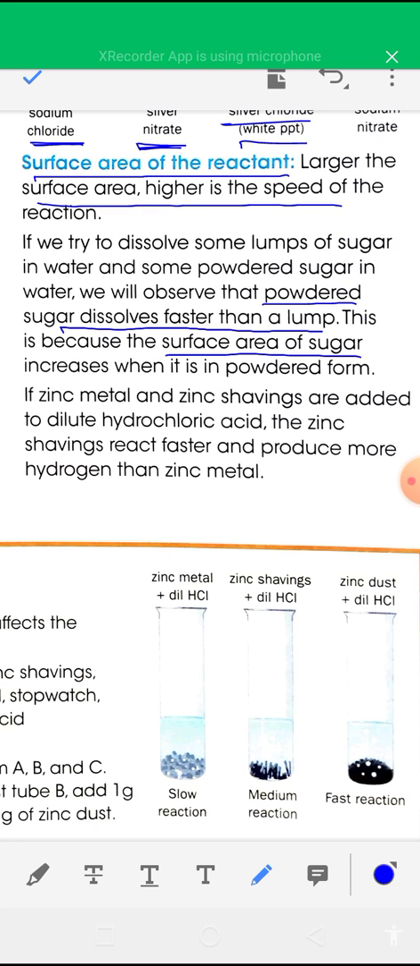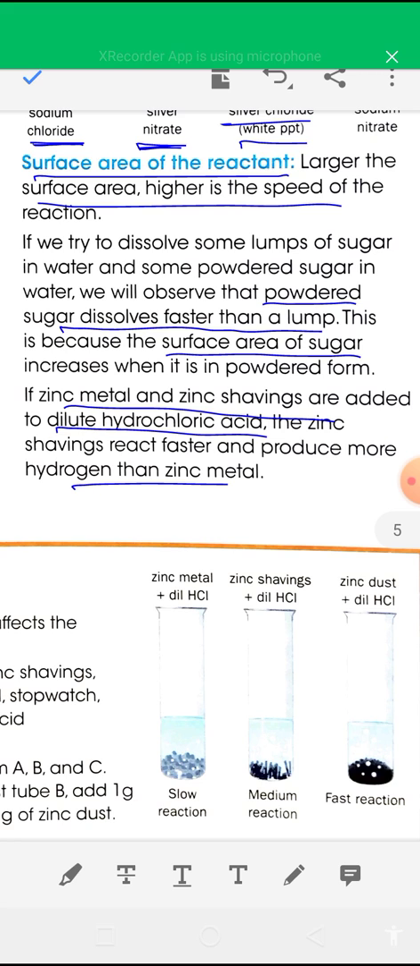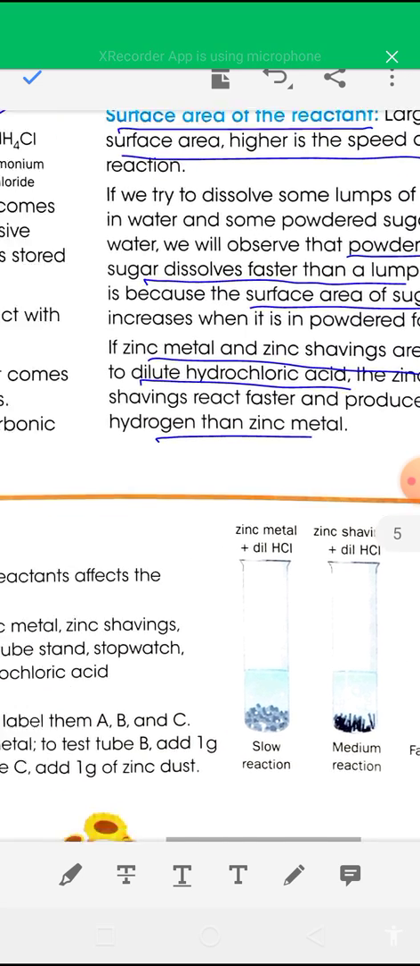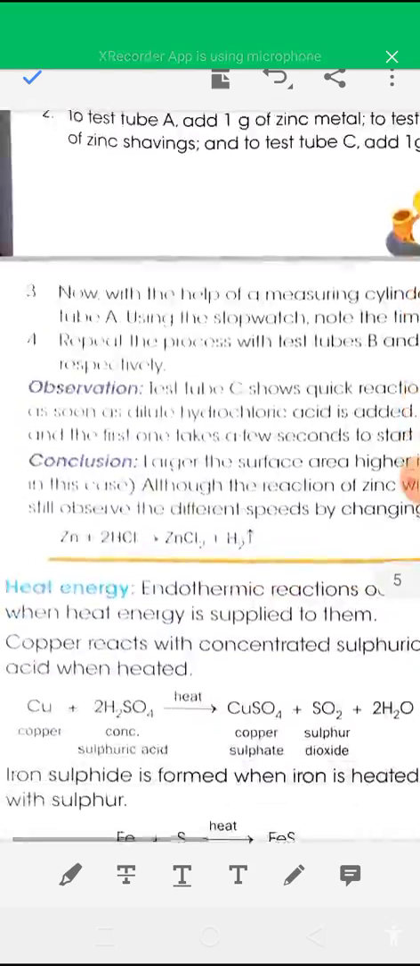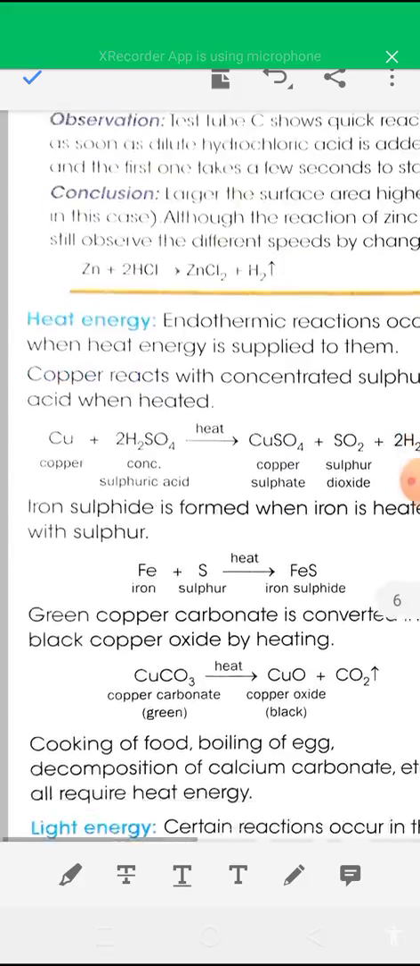Similarly, if zinc metal and zinc shavings, that is zinc granules, are added to dilute hydrochloric acid, the zinc shavings react faster and produce more hydrogen than zinc metal. This is because the surface area of zinc shavings is much more than the surface area of zinc metal. So the larger the surface area, the higher is the speed of the reaction. So surface area is an important condition.